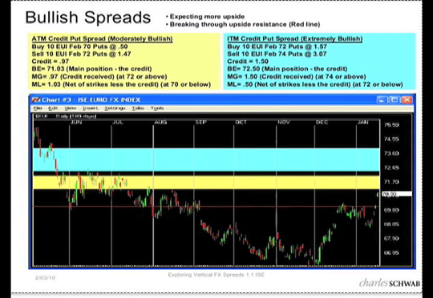72 minus the credit of 97 brings me to a break-even of 71.03. Well, look where the index is at right now. It's at 70.90. In order to get to break-even, in order to make any money at all on this spread, I need this index to at least get up to 71.03, which happens to be at the bottom of that beige zone.